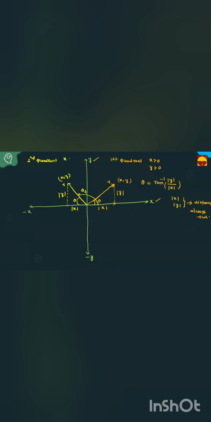x less than 0, y greater than 0. If x less than 0, y greater than 0, then what is theta 2? You tell me. This angle theta.